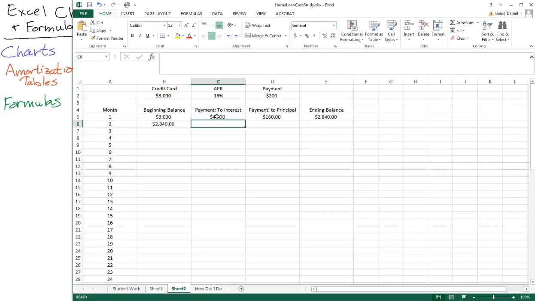So the payment, if I take this and copy it, you can either grab this little handle, that little box there, and drag it down and it will copy it. Notice that there's less interest this month because it's 16% divided by 12, the monthly interest rate, times a smaller number. So the interest that you owe is less. However, you're still making $200 payments.